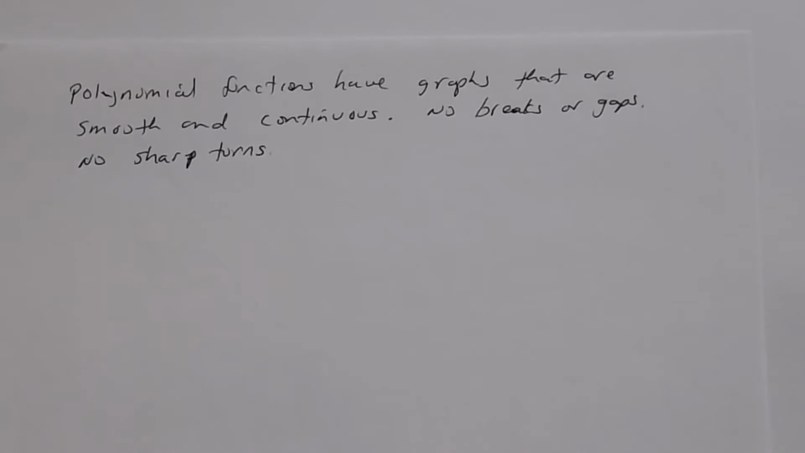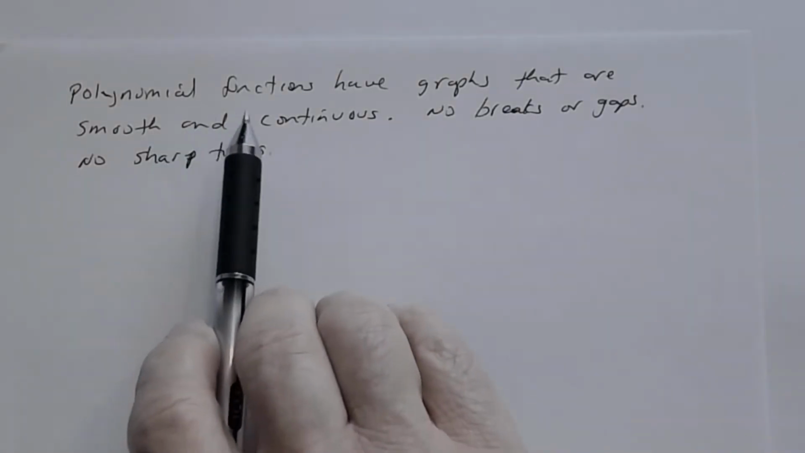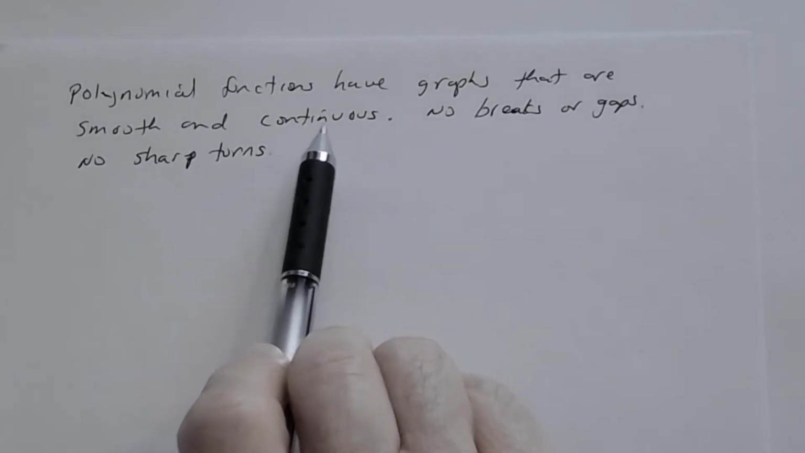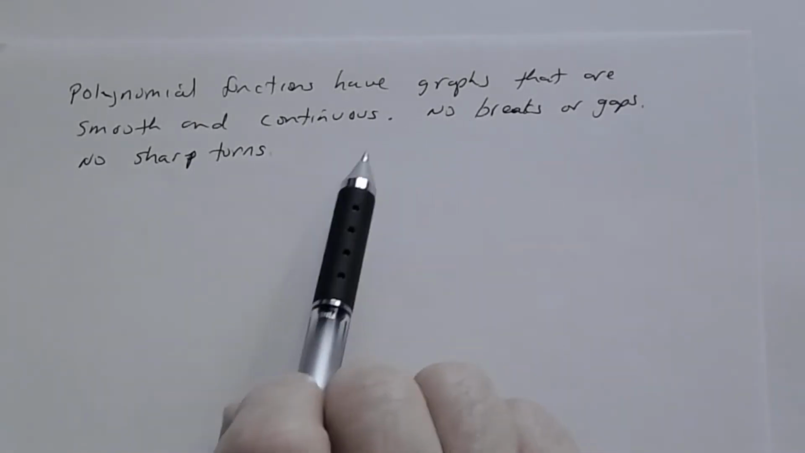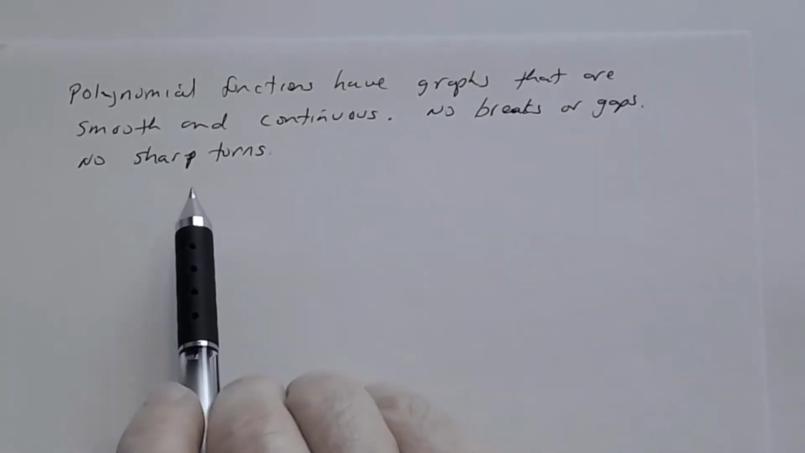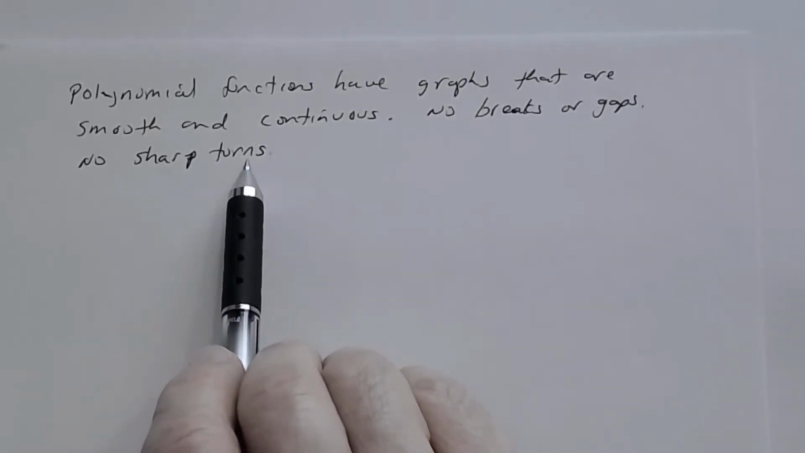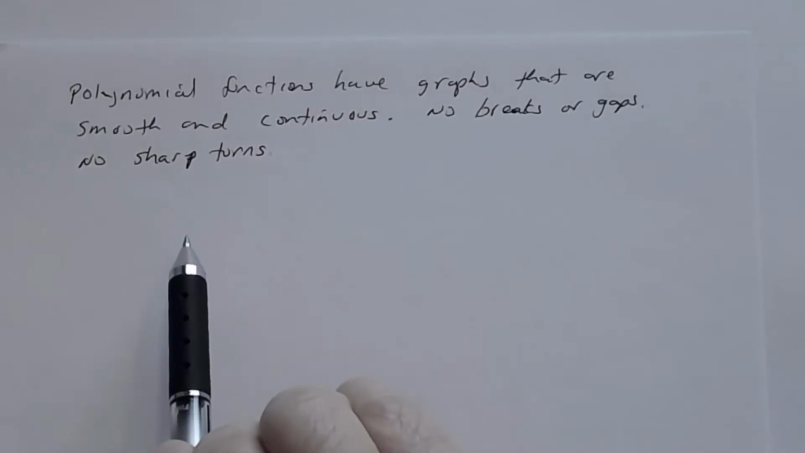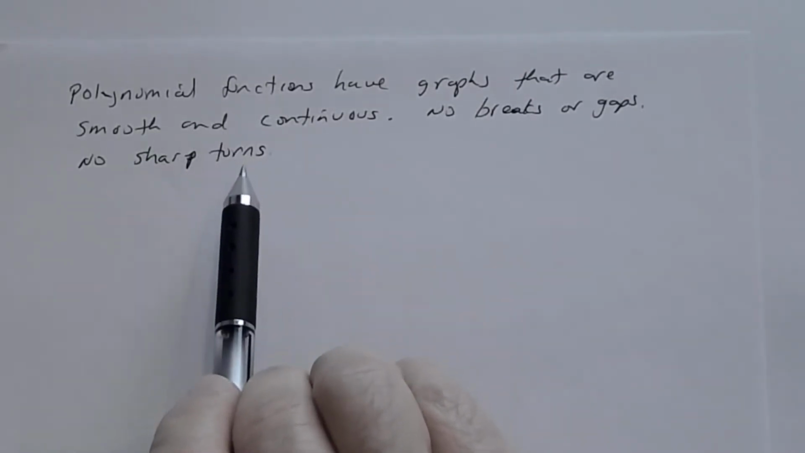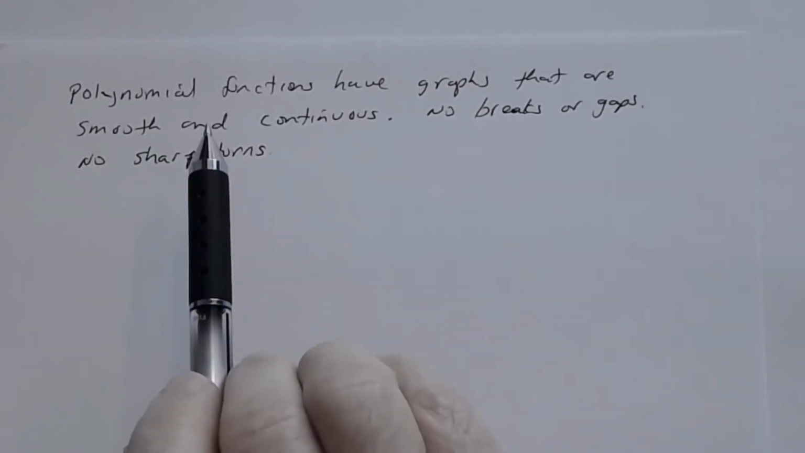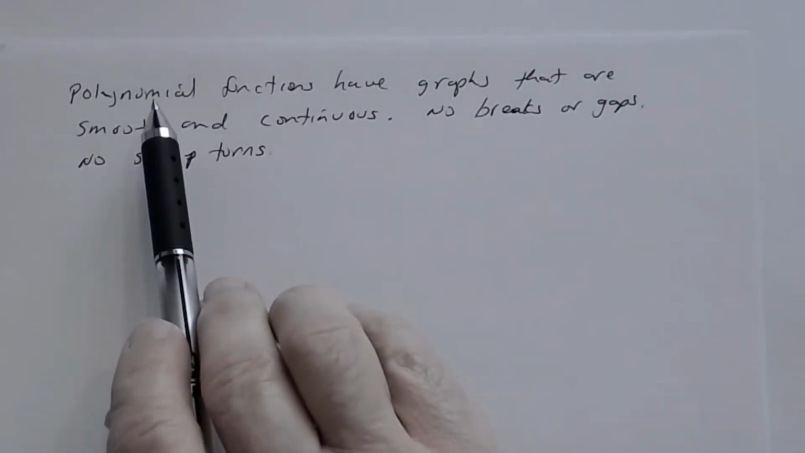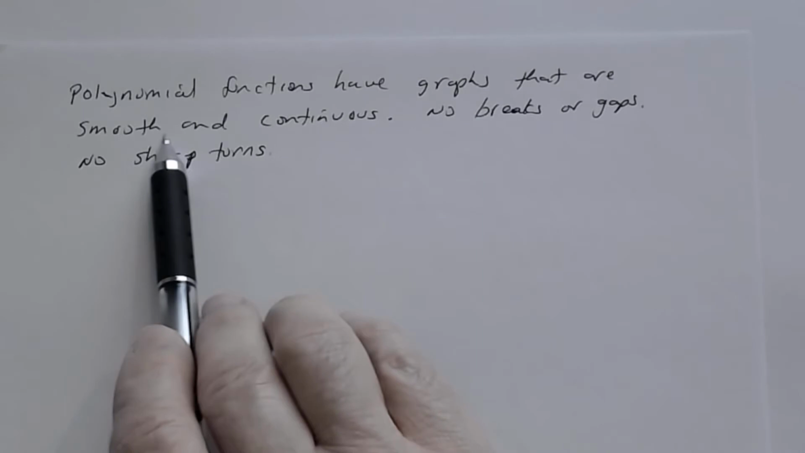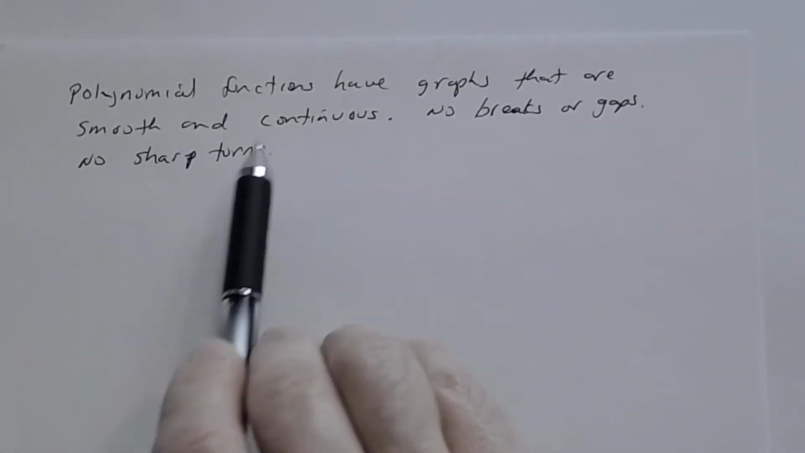So recall from part 1 that polynomial functions have graphs that are smooth and continuous. There are no breaks, there are no gaps in the graph, and there are no sharp turns. Like the absolute value function is not a polynomial because it has a sharp turn. So these are things that we discussed in part 1. But pay close attention to the fact that polynomial functions have graphs that are smooth and continuous.